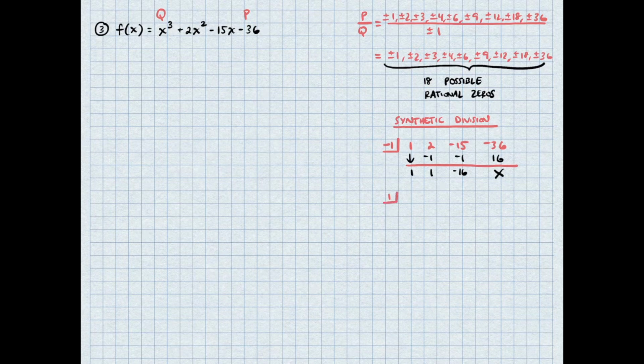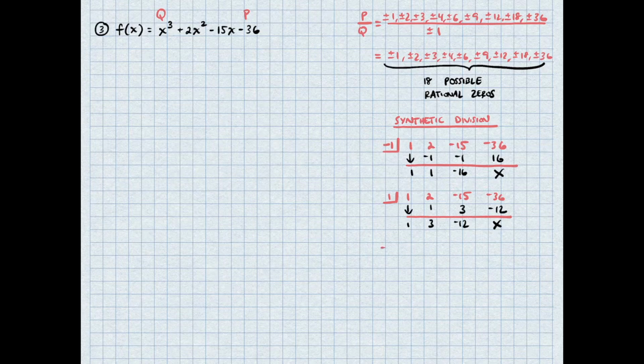Now let's try positive 1. We'll write positive 1 on the side, and write our numbers here, 1, 2, negative 15, negative 36. Bring this 1 straight down. 1 times 1 is 1. 2 plus 1 is 3. 1 times 3 is 3. Negative 15 plus 3 is negative 12. 1 times negative 12 is negative 12. And adding these two, this is also not 0.